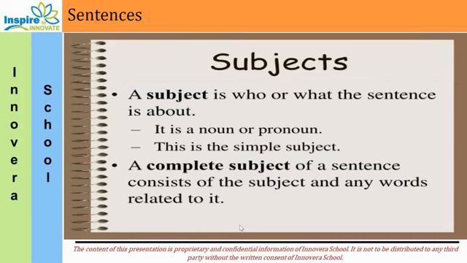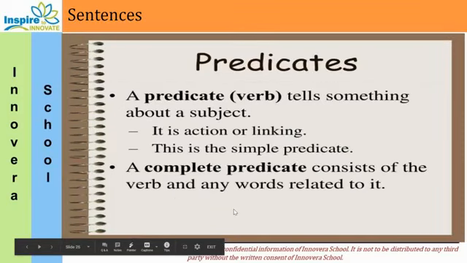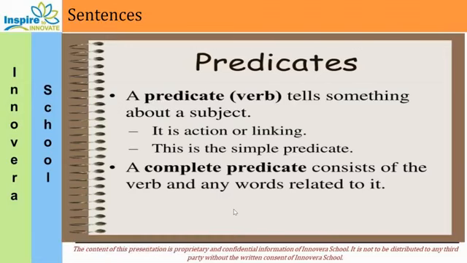and this is the simple subject. And when the complete subject is there, it is a kind of recap of what we studied. A complete subject of the sentence consists of the subject and any other words related to it, fine. And what is a predicate? A predicate is a verb that tells something about the subject. It is an action or linking verb, fine. This is the simple predicate, and the complete predicate consists of the verb and any words related to it. I hope it is clear.